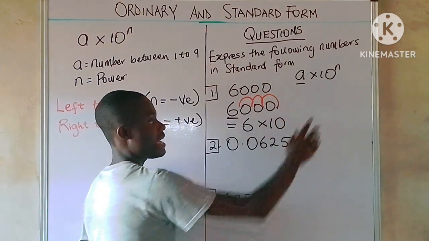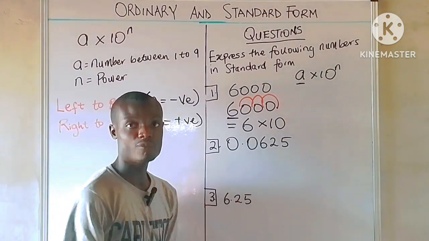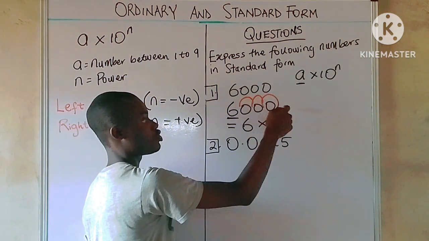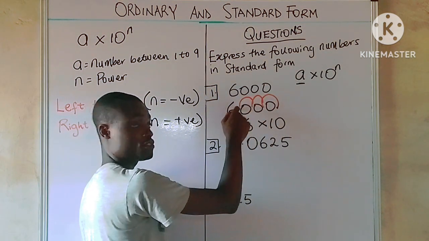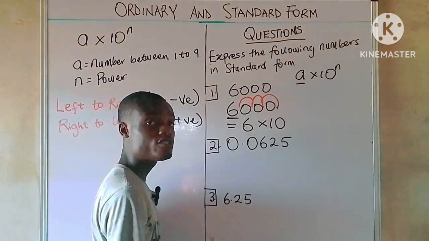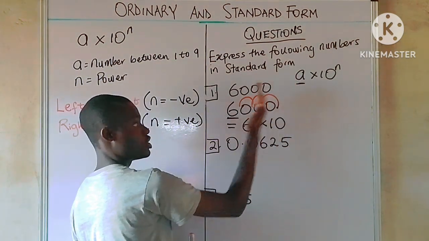Remember, our n is determined by the number of times we move the decimal point. And in this case, we moved our decimal point 3 times, 1, 2, 3, to get a number between 1 and 9. And also, we moved this decimal point from right to the left.